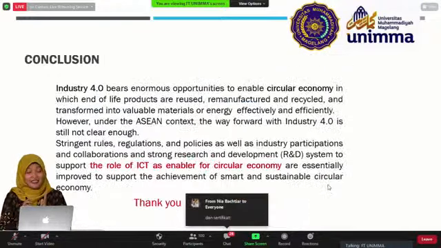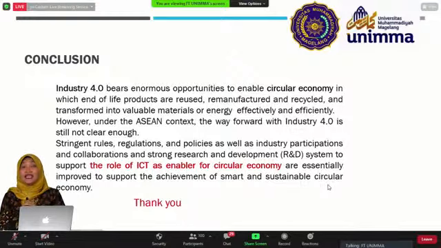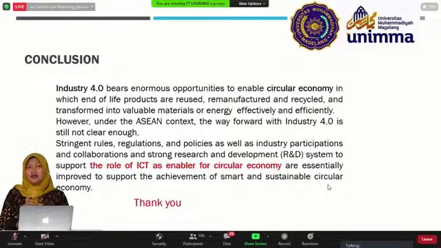So this is actually Industry 4.0, where there is enormous opportunity to enable a circular economy in which end-of-life products are reused, remanufactured, and recycled, and transformed into valuable material or energy effectively and efficiently. However, in the Asian context, the way forward with Industry 4.0 is still not clear enough. So this is what we should do.